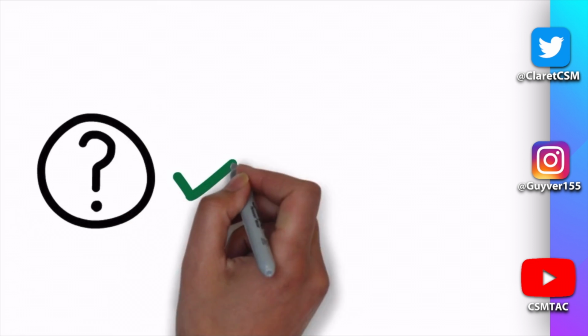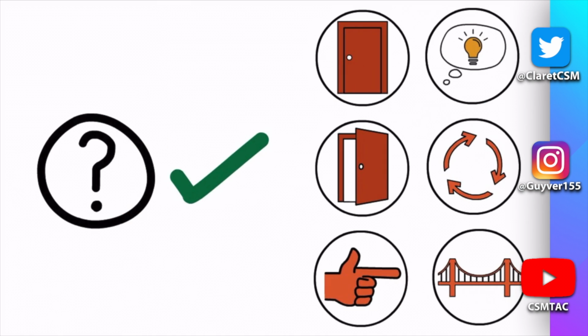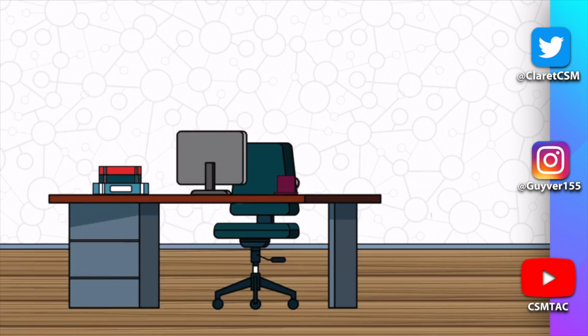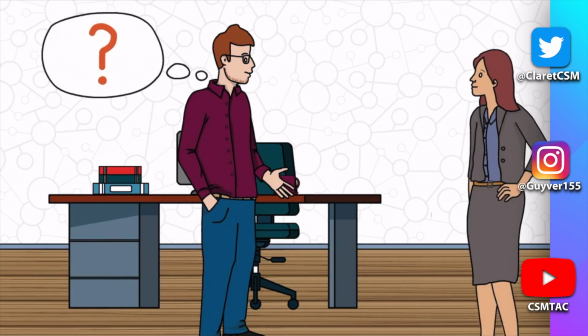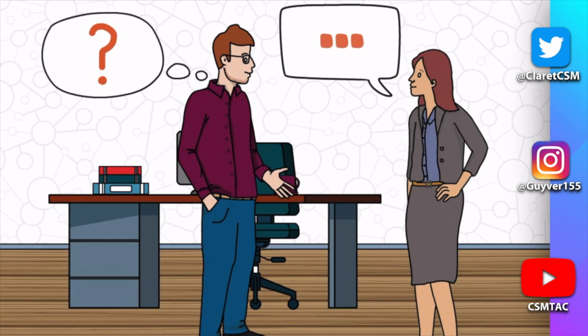So, asking the right question involves knowing which type of question to use in a situation, thinking about how you'll ask the question, and considering how your relationship could impact the other person's response.